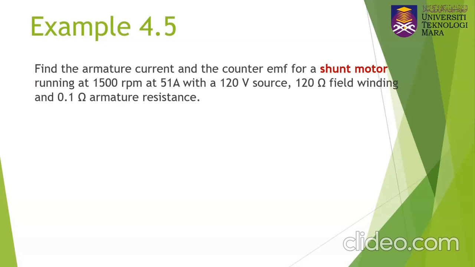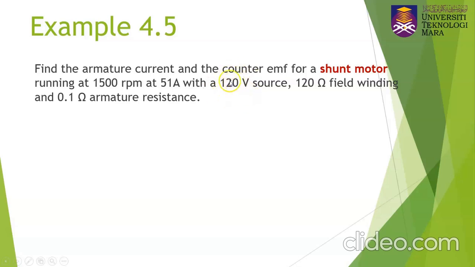Okay, next, for example 4.5, let's have a look if we want to solve the example for the shunt motor. Basically, the values for the other components are just the same, but we just change from series to shunt. In this question, it asks us to find the armature current, IA, and the counter EMF. If the circuit is a shunt motor, the speed is the same. IL is also 51 ampere.